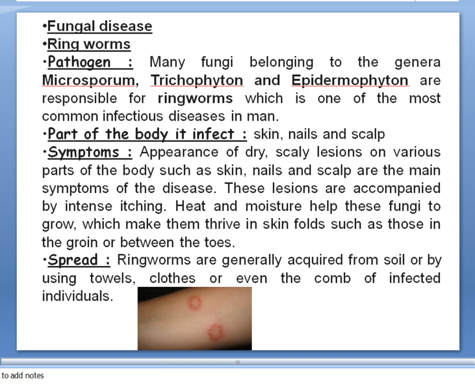What are the symptoms? Mainly, the parasites will infect the skin, nails and the scalp, and the infection will grow in a circular pattern. The infected part will become dry, scaly, and it will show very intense itching. That is about ringworm disease.